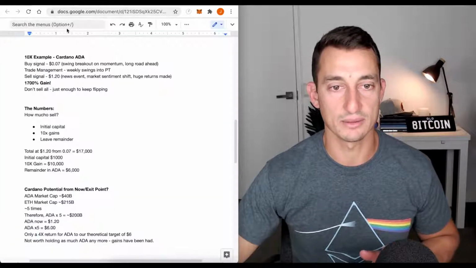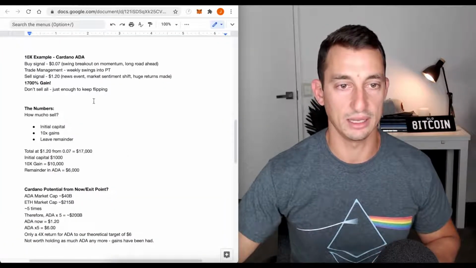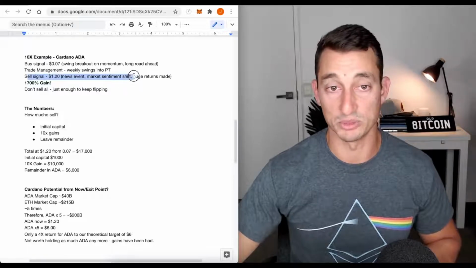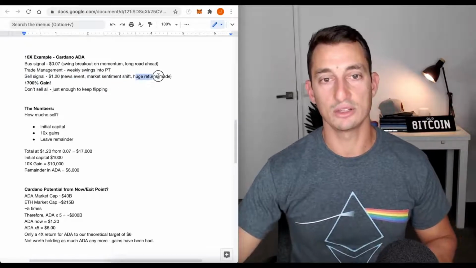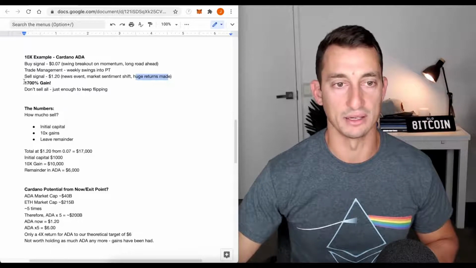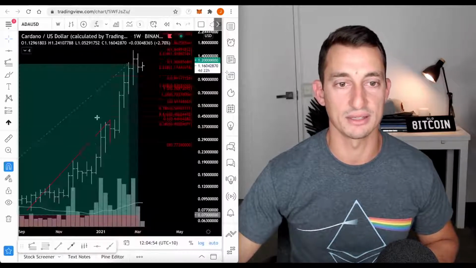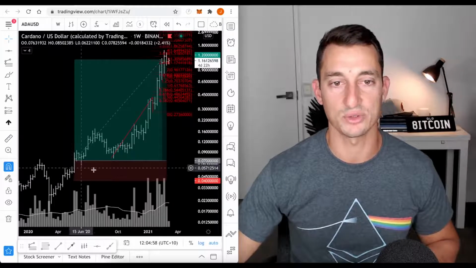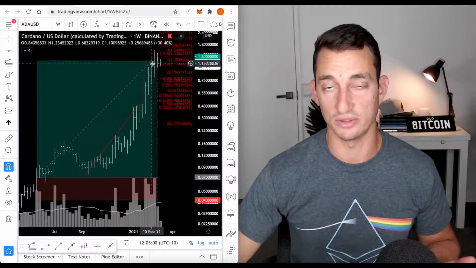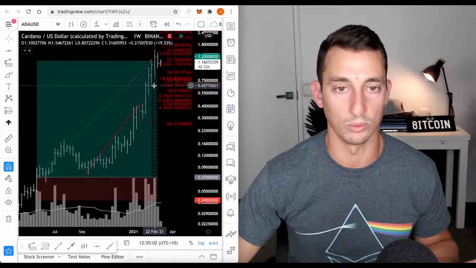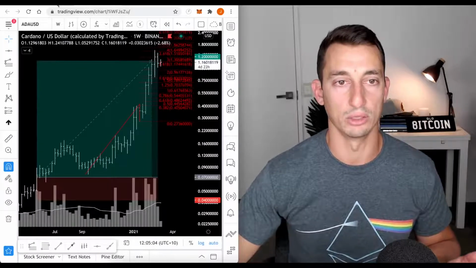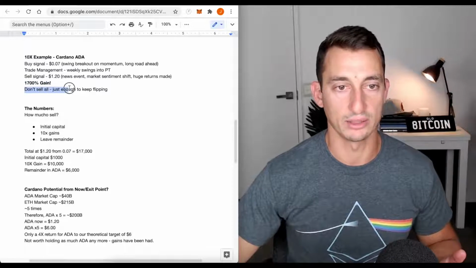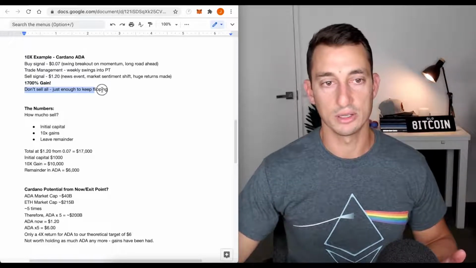A couple of reasons. The first reason is the market sentiment and news events; the sentiment was shifting, and there are already huge returns on Cardano, 1,700% from the entry at around 7 cents, which is a clear entry signal. Now, you don't have to exit the position here. You can continue to ride this thing all the way if you want, but we're going to look at the maths in just a second. Like I say here, don't sell all, just enough to keep flipping.